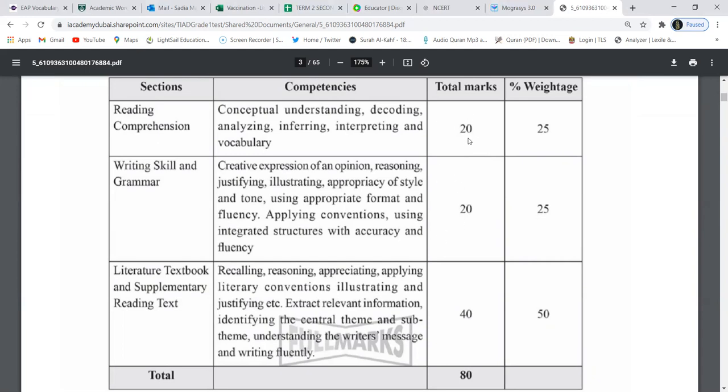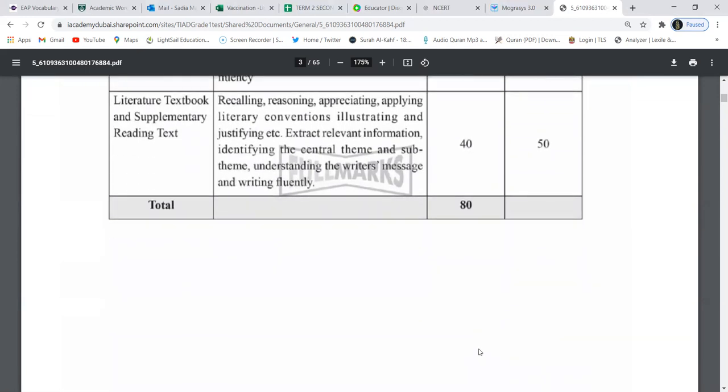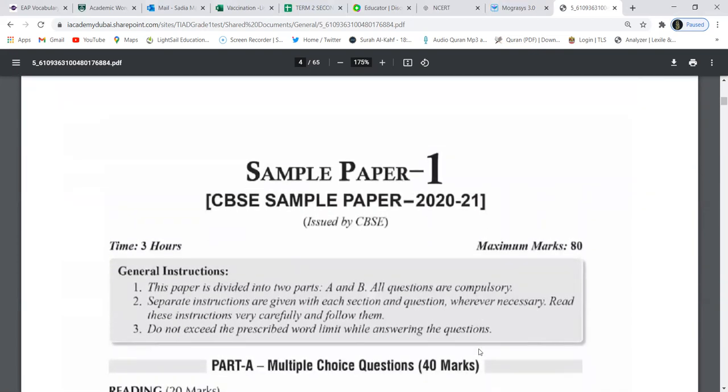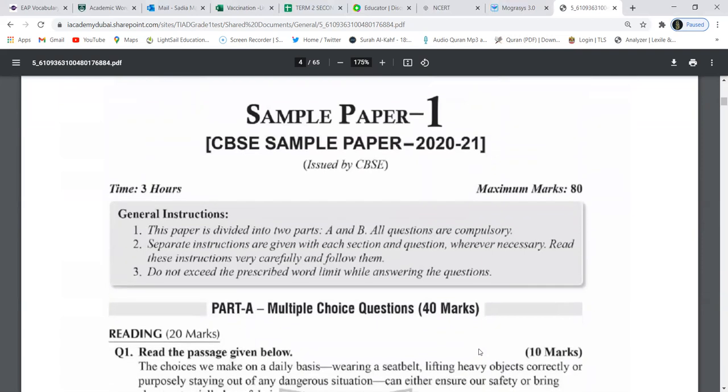Part A is reading, writing, and 10 marks from the literature MCQs will make it part A. And then writing 10 marks and literature 30 marks will make it part B. Total it is for 80 marks. And remaining 20 marks will be sent from school to the CBSE, which is based on your internal assessments, speaking, listening, and notebook. This is a sample paper released by the CBSE for 2020 and 21.